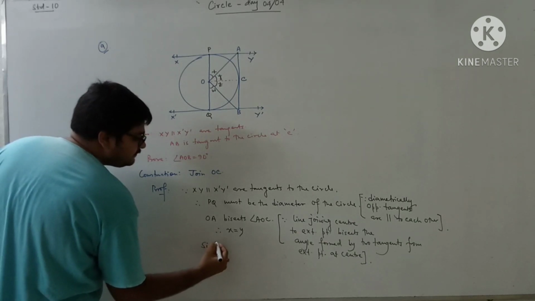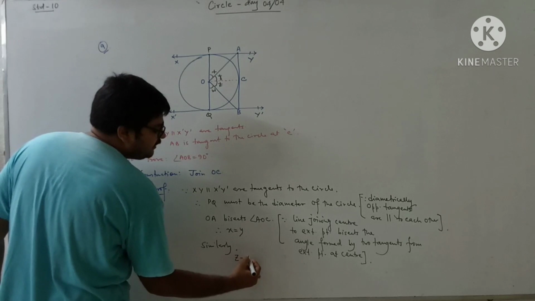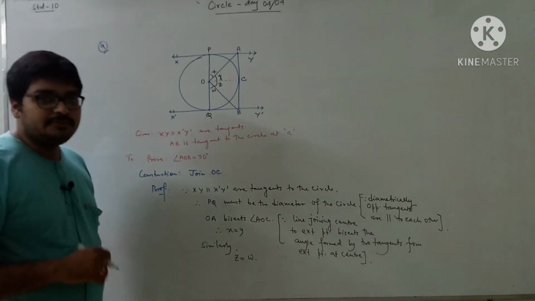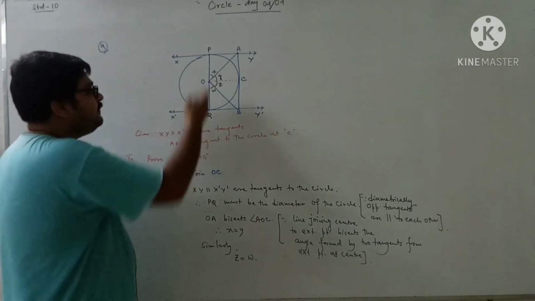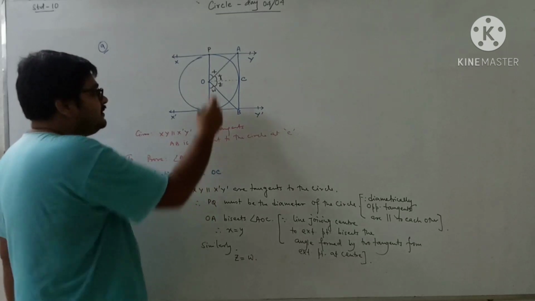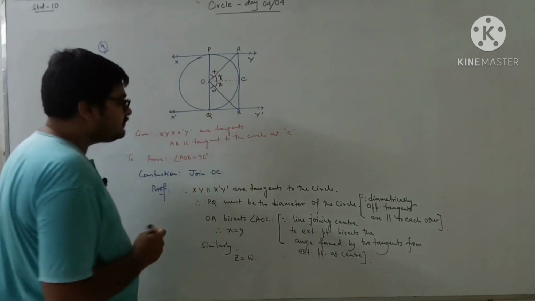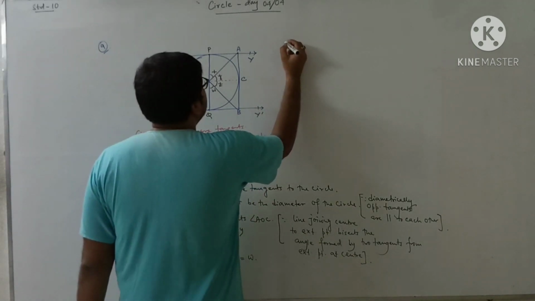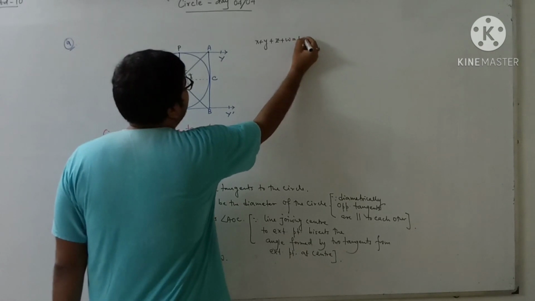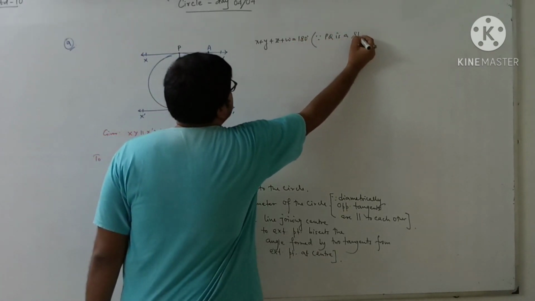Similarly, what can we write? Z is equal to W. So we got X equal to Y and Z equal to W. Now you just think, as PQ is a diameter, PQ is a single line. So this complete angle will be equal to 180 degrees altogether. So what can I write here? X plus Y plus Z plus W equal to 180 degrees, since PQ is a straight line.